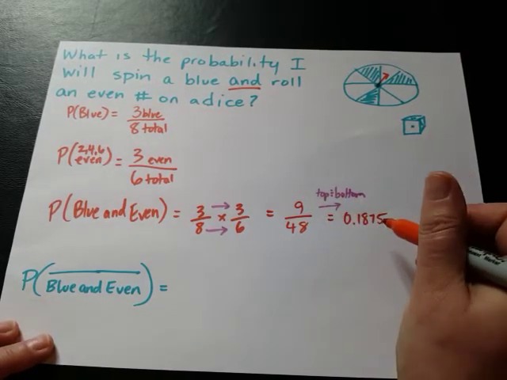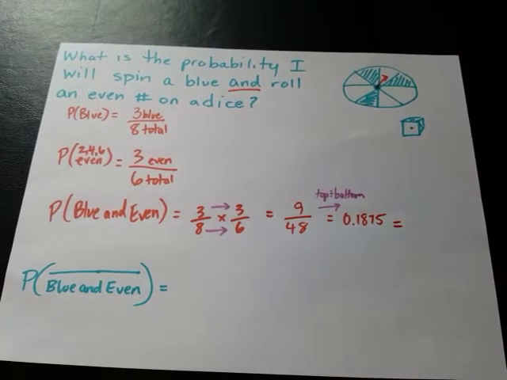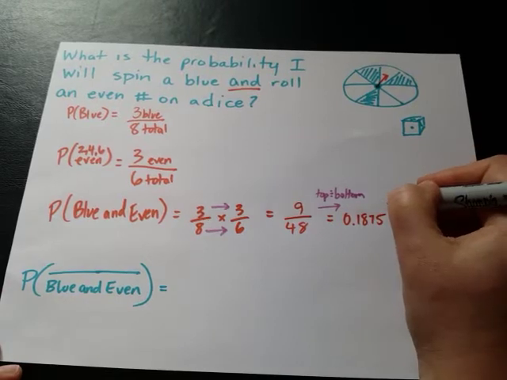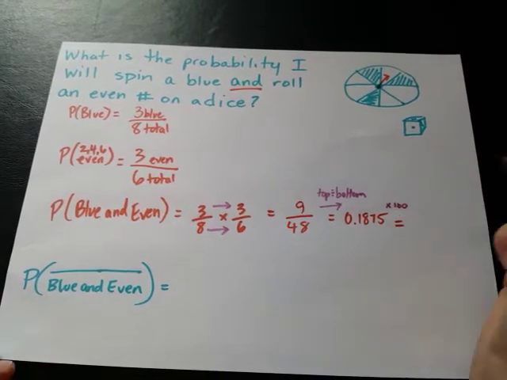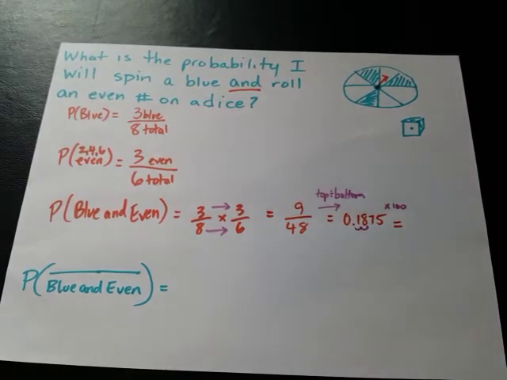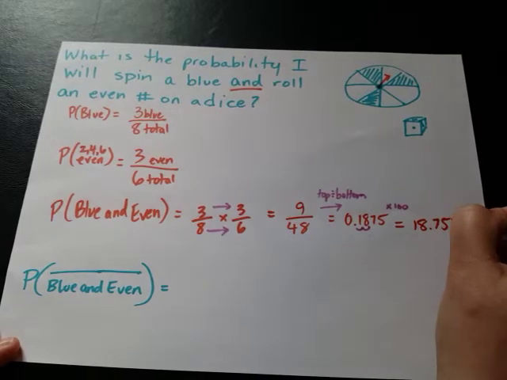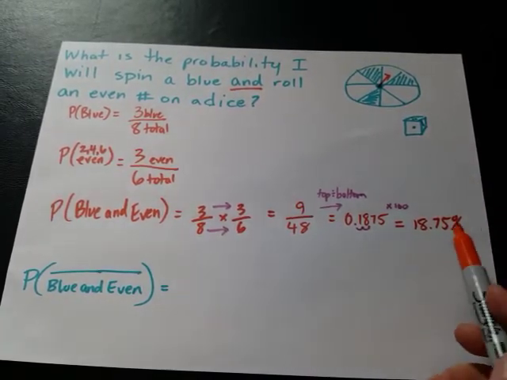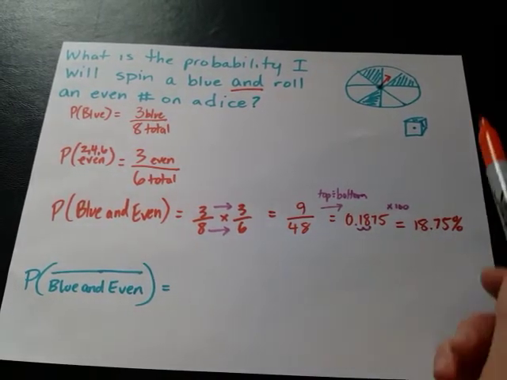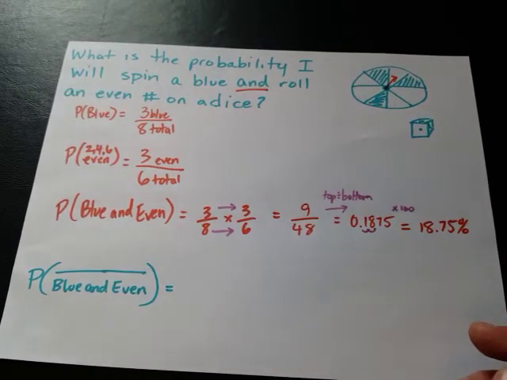And one other way to show probability is to show it as a percentage. So to take your decimal, if you times it by 100, or for some of you, you know that you're moving the decimal place 2 spots, we could say 18.75%. So, just shy of 20% of the time, I'll get a blue and an even number on the dice.